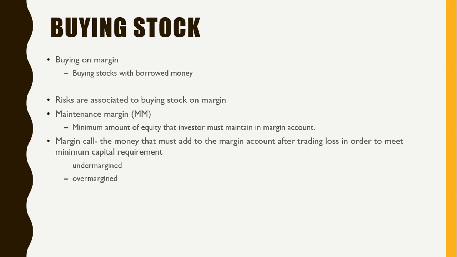So now we talk about buying stock. One of the ways to buy stock is by buying on margin, which means you borrow money from a third party to buy stock. However, there are risks associated with buying stock on margin because the stock price is always uncertain. You do not know whether the stock that you buy will go up or go down in price.